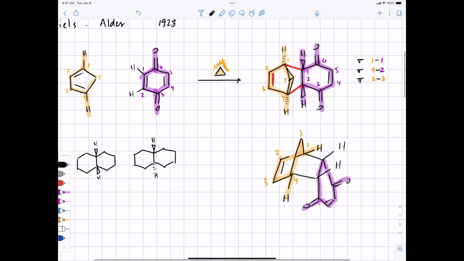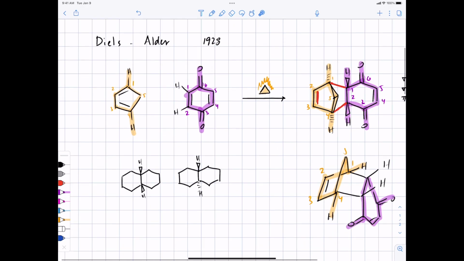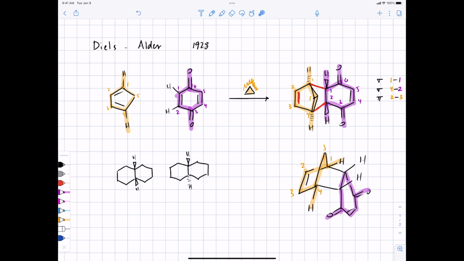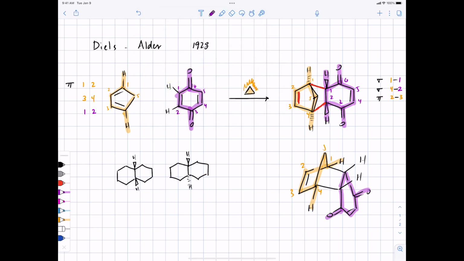So let's look at the bonds that we lose. We're going to look at bonds in the starting material that are no longer present in the product. So I see a pi bond between 1 and 2. I see another pi bond between 3 and 4 that's not in the product. And then I see a pi bond between purple 1 and 2 that is also not in the product. Am I missing anything? That would be this one, and this one that we lose.